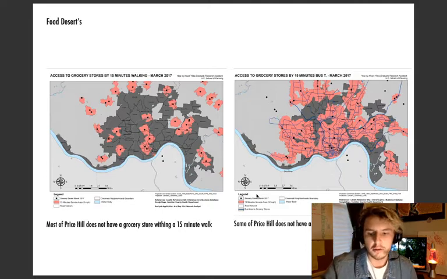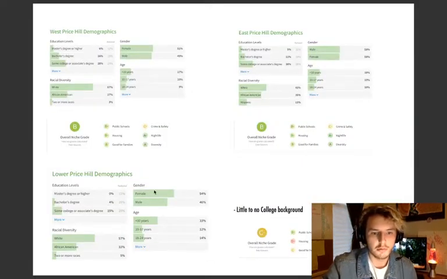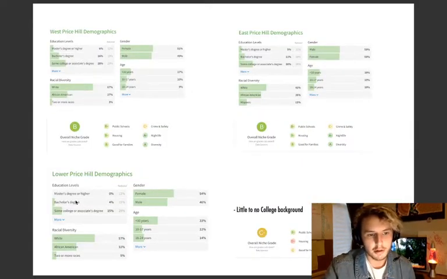And if we go back and look at what people rated Lower Price Hill as a whole, we can see its overall Niche grade is a C-. It's not very safe. It's got very poor housing. It's not very good for families.